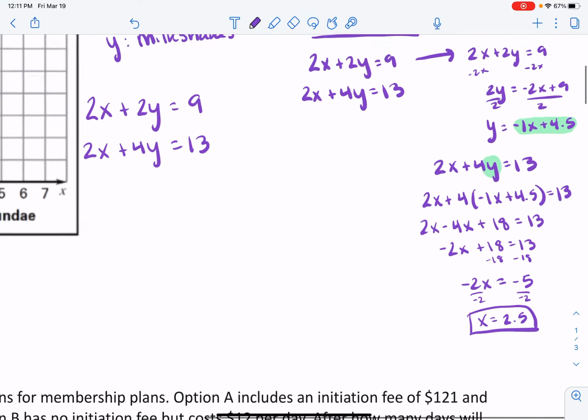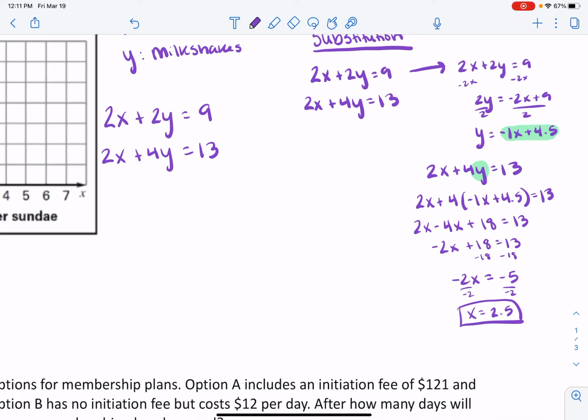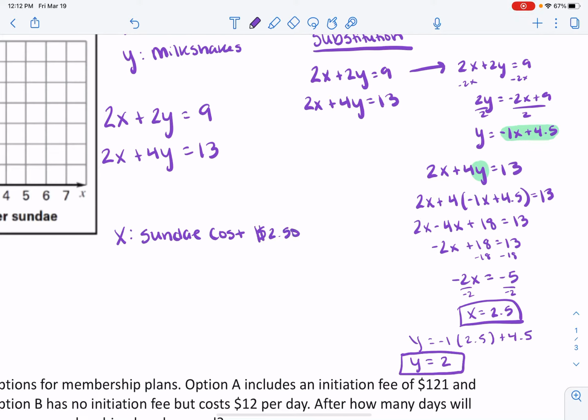All right, and then let's go ahead and plug that in. So if we've got y equals negative 1 times 2.5 plus 4.5, so y then would be equal to 2. So that tells me that our sundaes, X, cost $2.50. Y, milkshakes, cost $2.